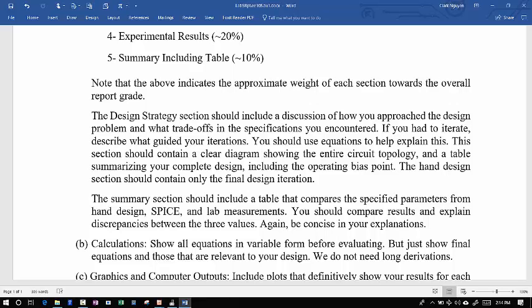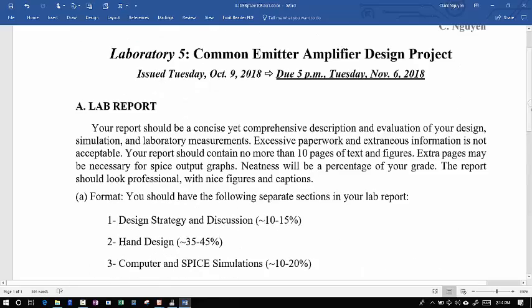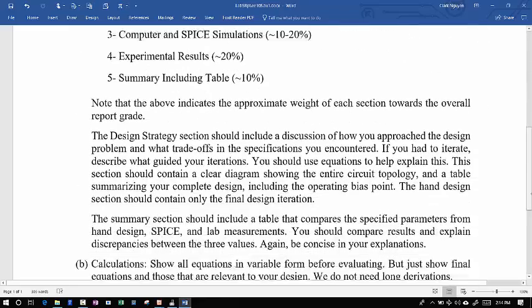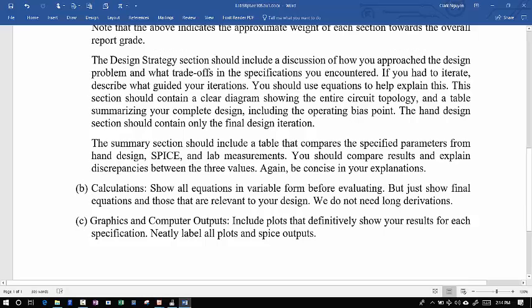Compare the results, and explain the discrepancies between your hand analysis, SPICE, and your experimental measurement. I guess needless to say, show all your work, show the calculations here, but don't show everything that led up to your final design. Just show your final design in the end. Don't show all of your iterations for that.